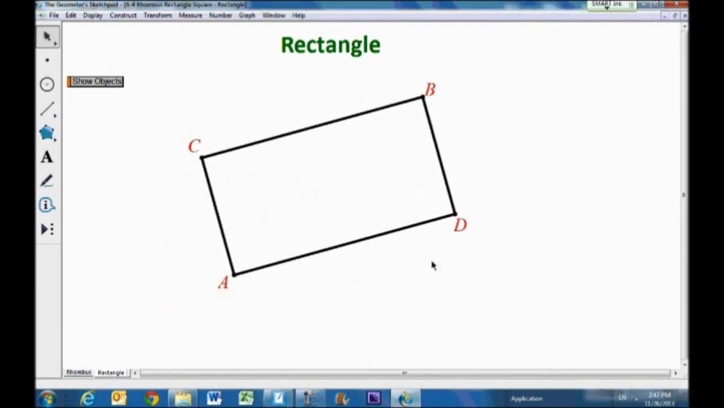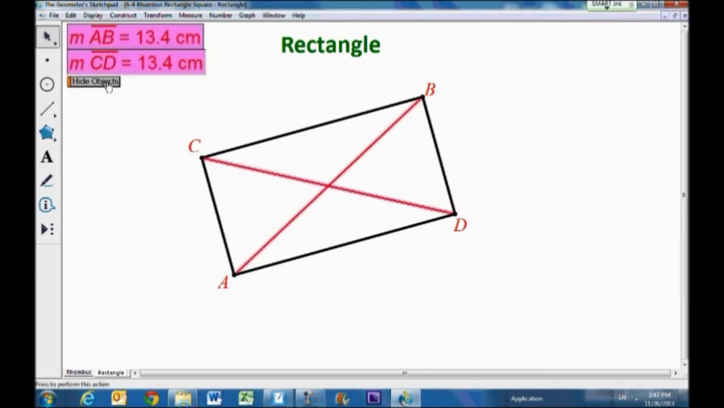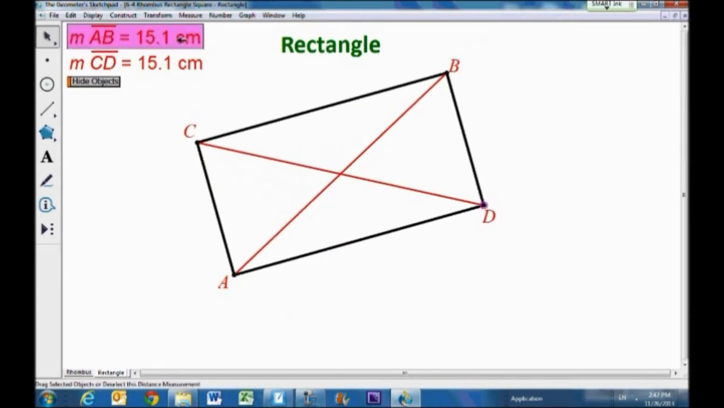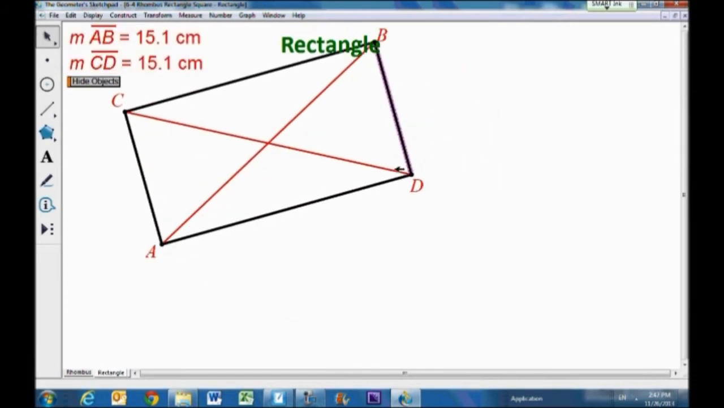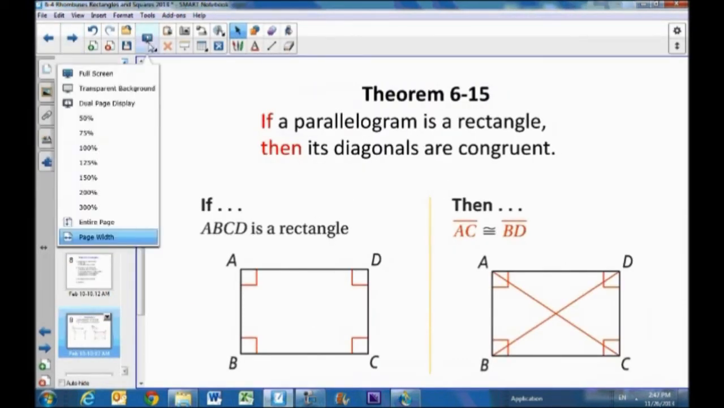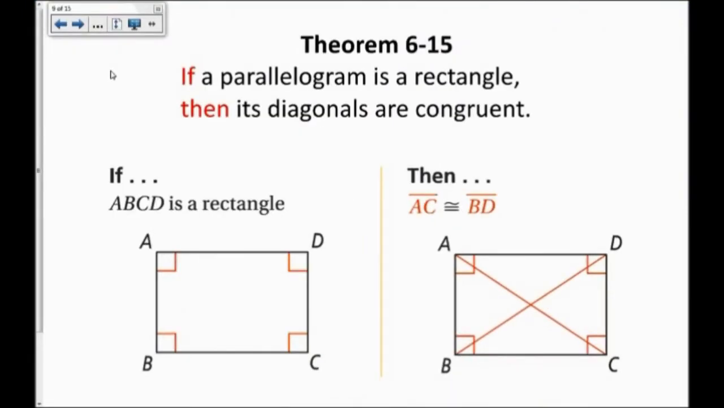Okay, and I will draw in the diagonals and measure them. Hopefully you notice that the diagonals are always the same length. And that's the property. If a parallelogram is a rectangle, then its diagonals are congruent. It's a really important idea.